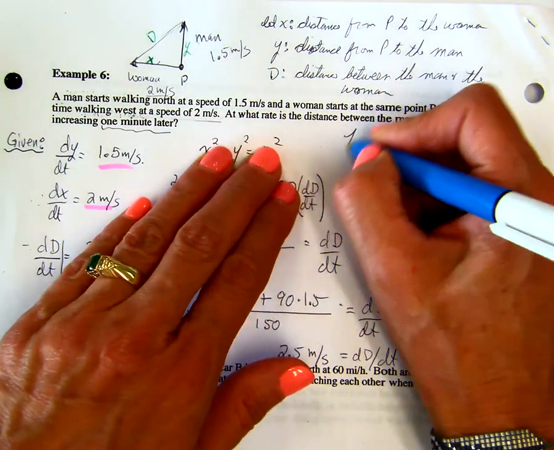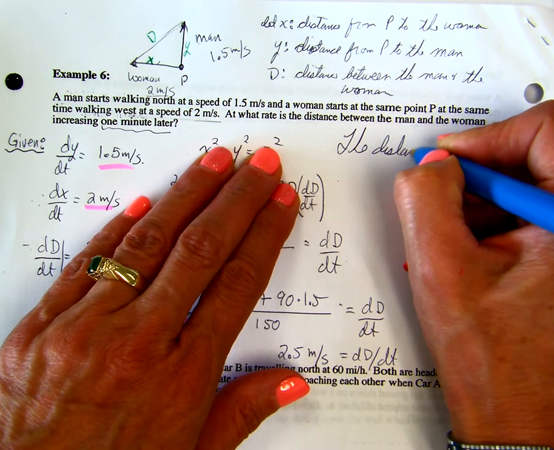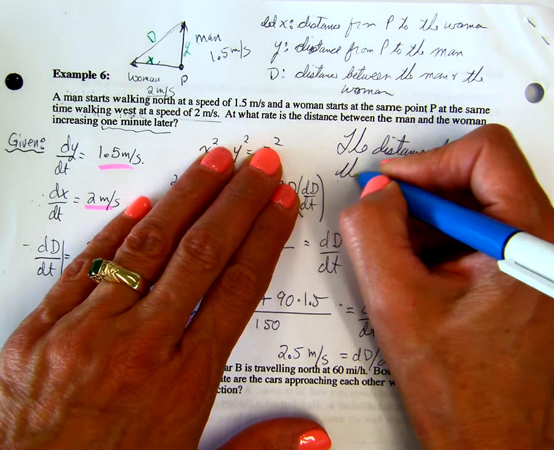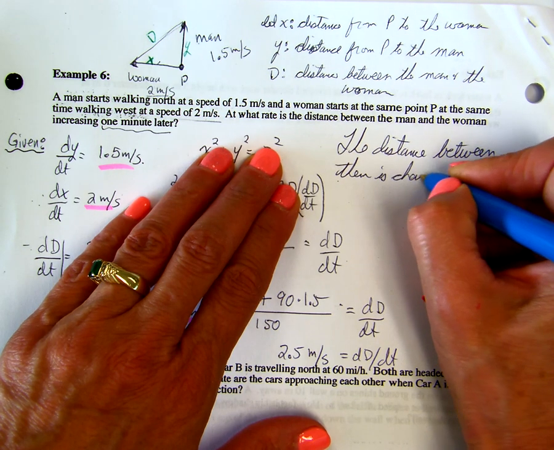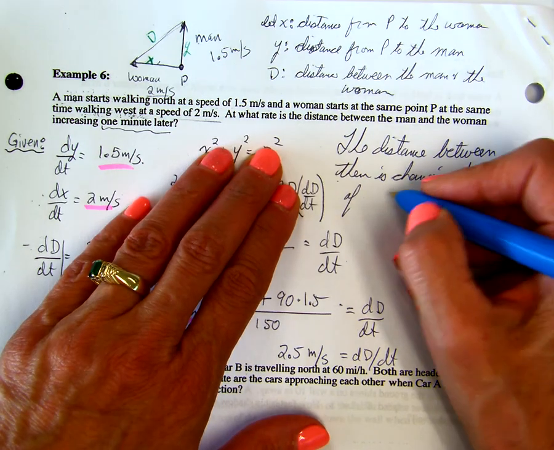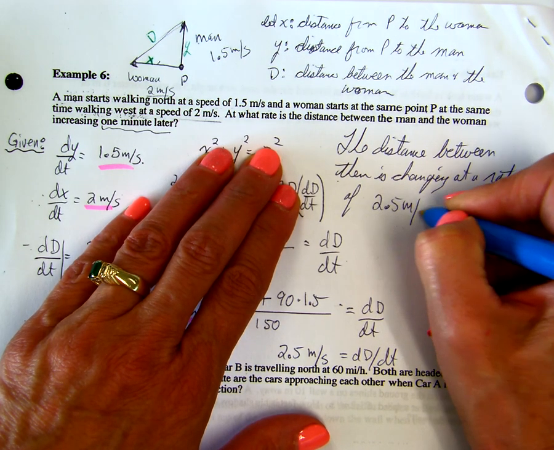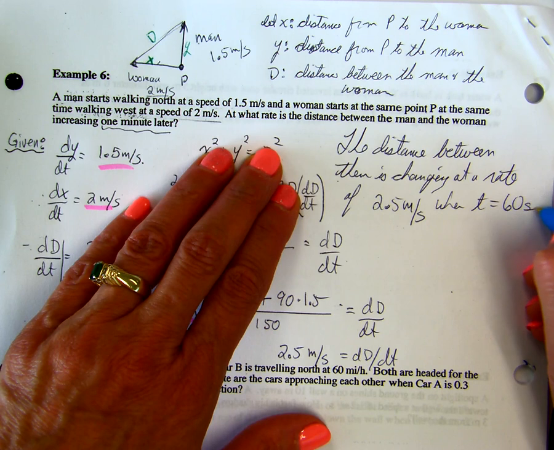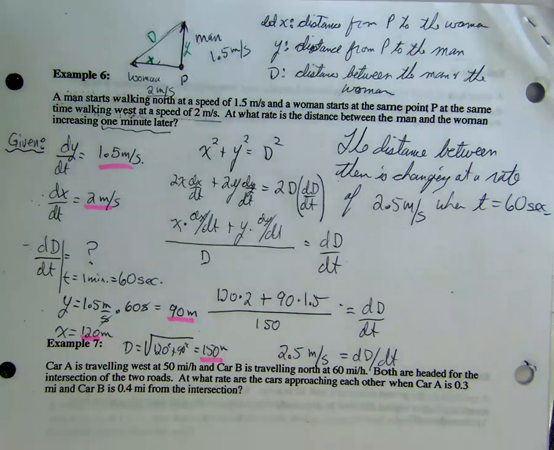So the distance between them is changing at a rate of 2.5 meters per second when t is equal to 60 seconds. Okay, I think that we've seen this before. Try working this through, just looking at velocity in terms of Pythagoras, and see if you can find a shortcut to answering this question.